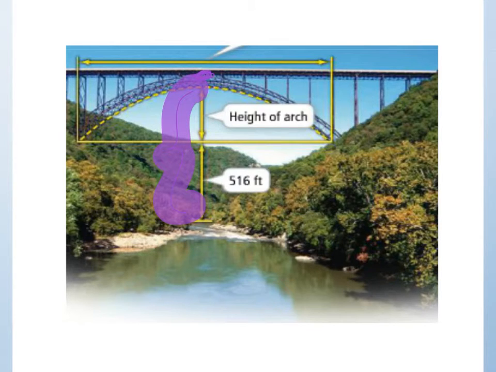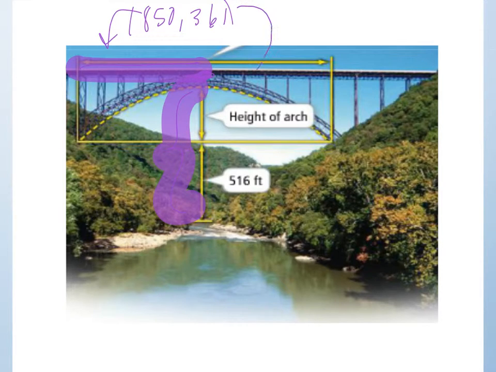All right, so if we found that the vertex was 850, 361, then what that is telling us is, remember, that the x value here is 850. And then it's telling me that the height of the arch is 361.